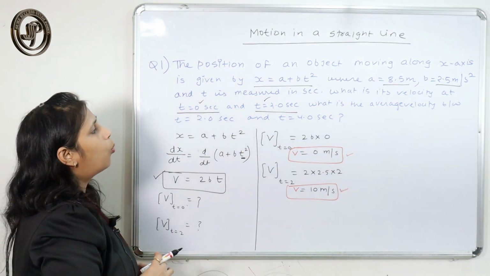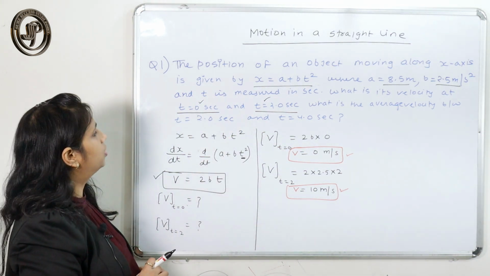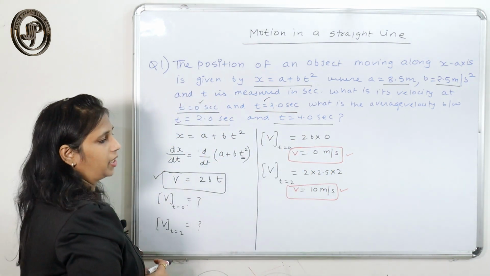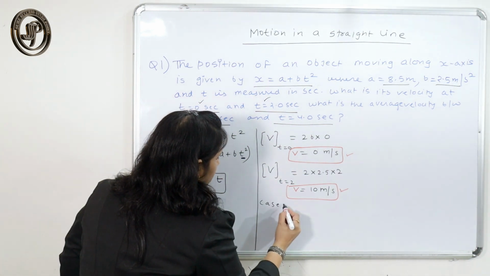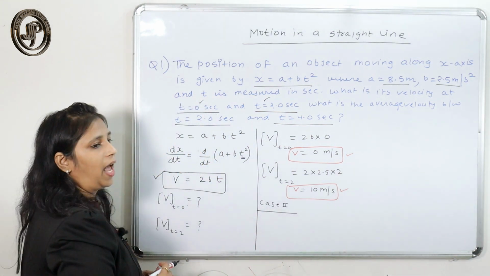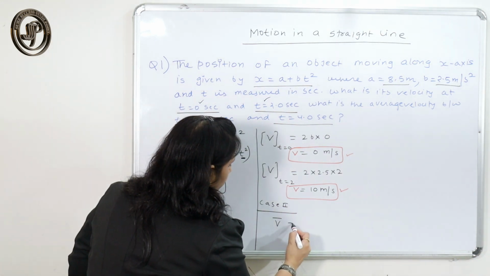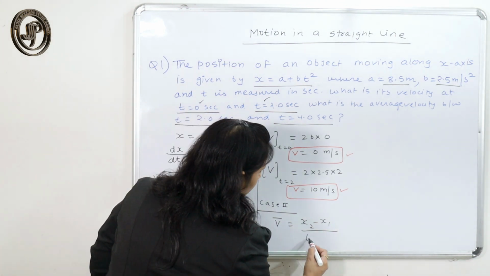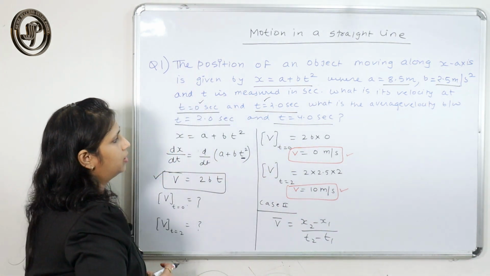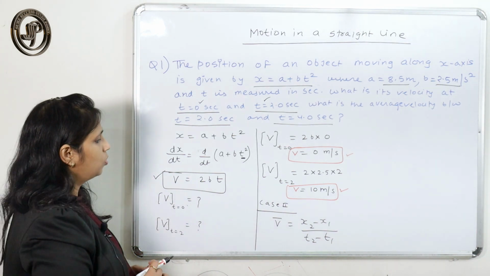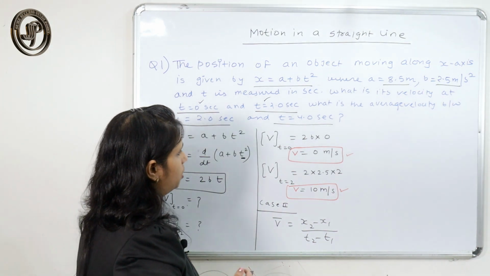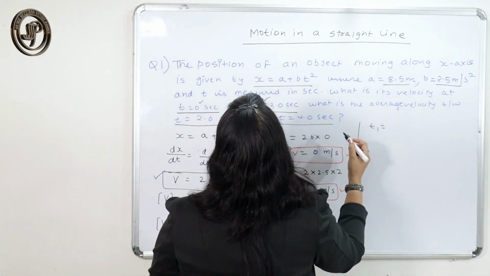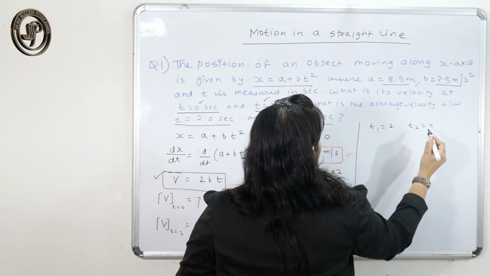Next it is asked, what is the average velocity between t equals 2 second and t equals 4 second? In this case, I need to find the average velocity. So what is the formula for average velocity? x2 minus x1 upon t2 minus t1. This is the formula for average velocity. Here t1 is 2 and t2 is 4, that is given.